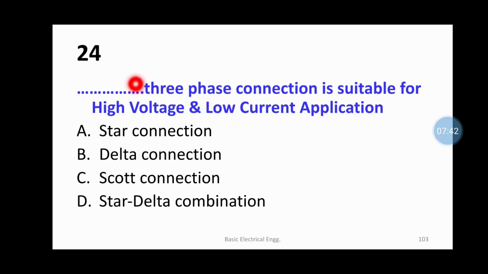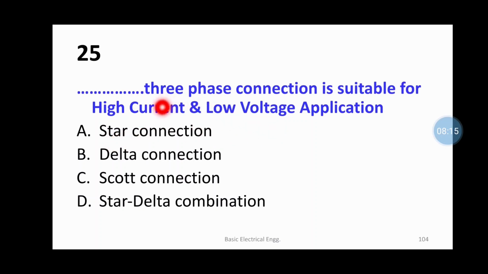Question number 24. Dash three-phase connection is suitable for high voltage and low current application. So, you know the three-phase connection. There are two methods. Either you can go ahead with a star connection or a delta connection. So, for high voltage and low current application, you have to go ahead with the star connection. It is also known as Y connection. Another method, the delta connection, I will discuss later. However, the right answer for this question is star connection.